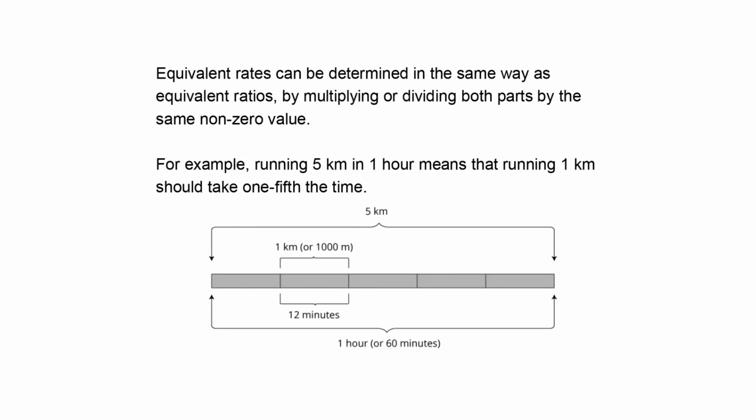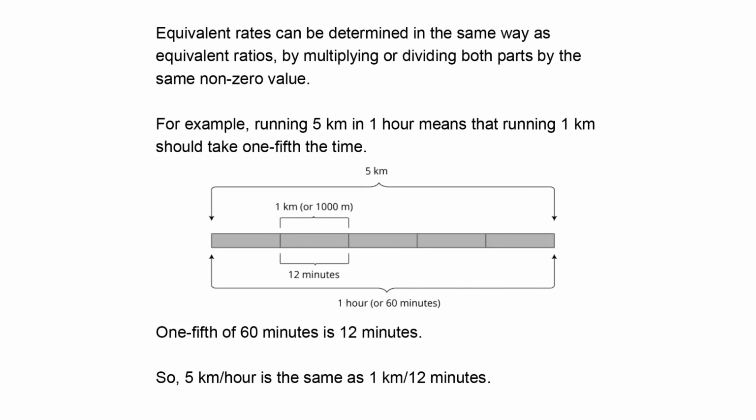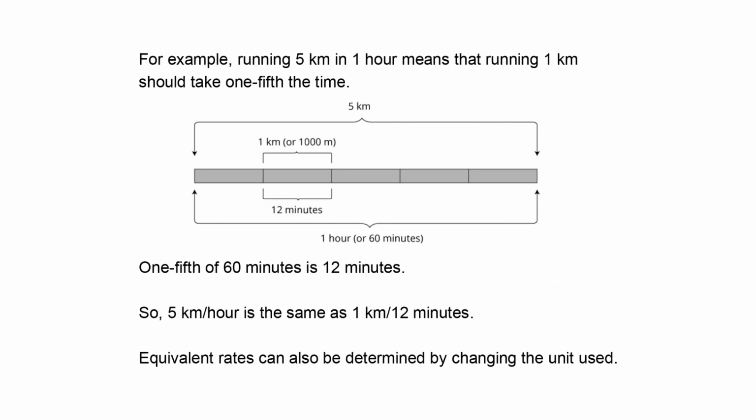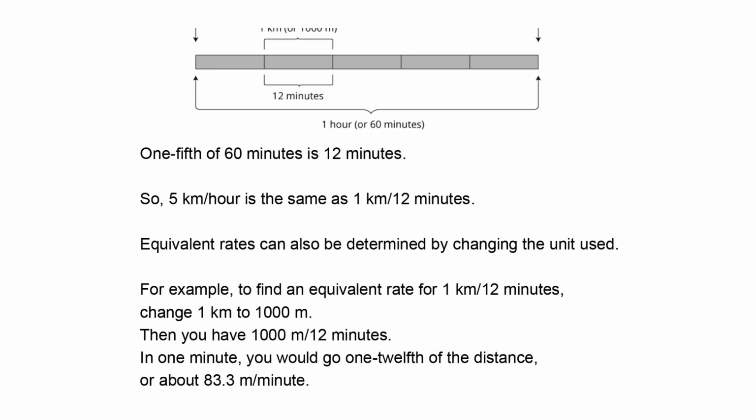For example, running 5 kilometers in 1 hour means that running 1 kilometer should take 1/5 of that time. 1/5 of 60 minutes is 12 minutes. So, 5 kilometers per hour is the same as 1 kilometer every 12 minutes, or 1 kilometer per 12 minutes. Equivalent rates can also be determined by changing the unit used. For example, to find an equivalent rate for 1 kilometer per 12 minutes, change 1 kilometer to 1,000 meters. Then you have 1,000 meters per 12 minutes. In 1 minute, you would go 1/12 of the distance, or about 83.3 meters per minute.